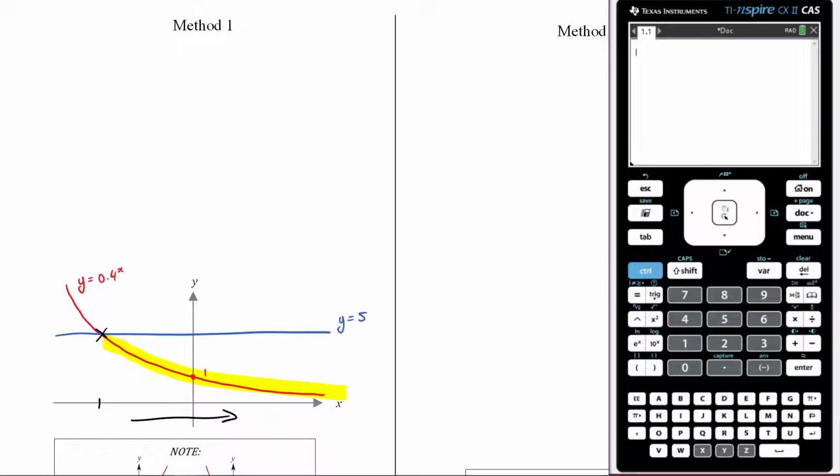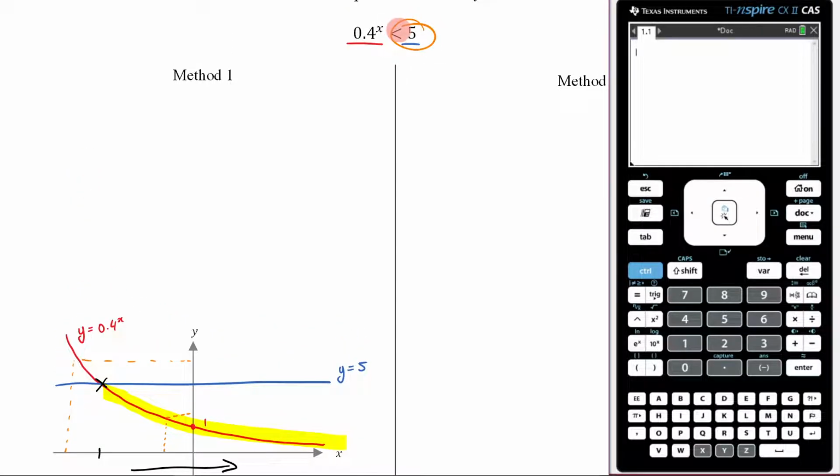And let's think about this by subbing in points. If I put in a value here, do you see how I'm going to get a value less than 5 out? But if I put in a value over here, I'm going to get a y value that is greater than 5 out. And I only want things less than 5.